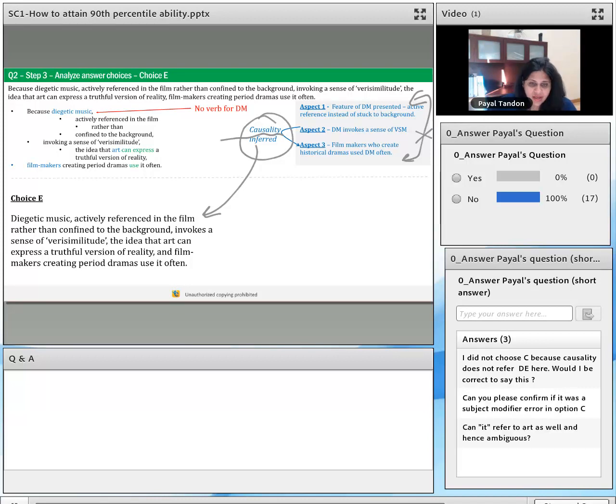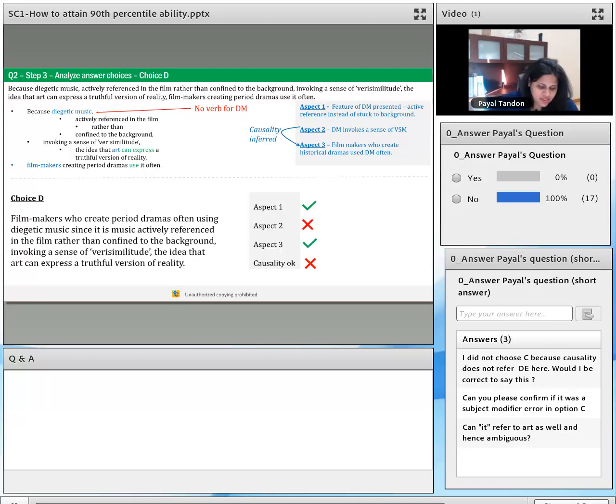Okay. Can it refer to art as well and hence ambiguous? No. Again, you have to understand. So which choice are you talking about? Can you please confirm if it was the subject modifier error in option C? Okay, let's look at that.